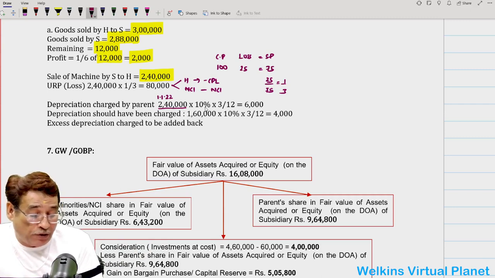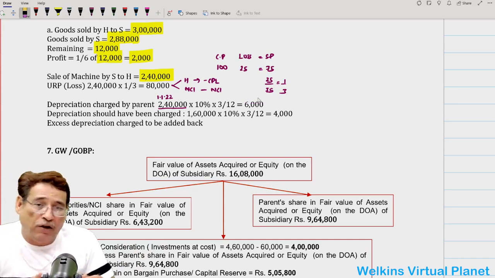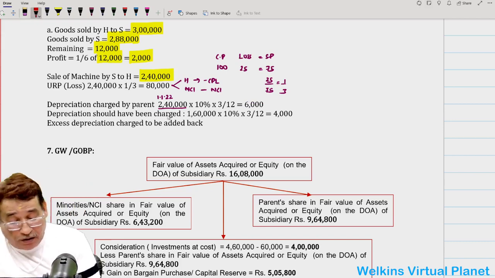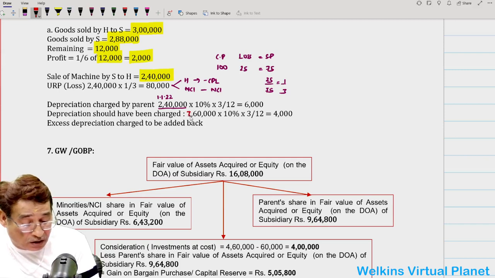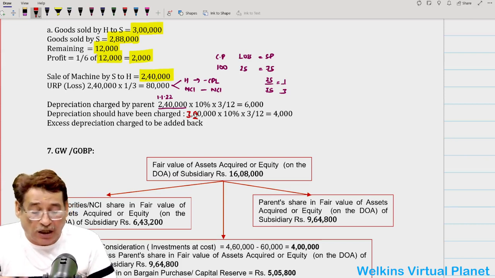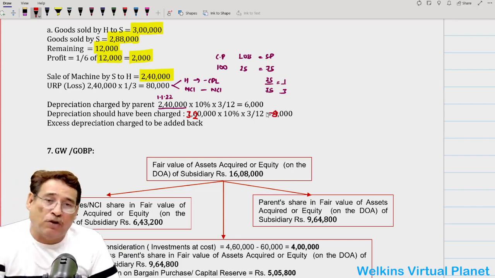So we may think actually that this is the cost for us. So 2,40,000 into 10% into 3/12, we must have charged a depreciation of 6,000 on it by the end of the accounting year. It is quite natural. However, we forgot that the cost of the machinery is 3,20,000 because we weren't aware of that. So now when the consolidation process will be done, we will come to know that actual cost of this machinery was actually 3,20,000. So we should have charged a depreciation at the rate of 10% of 3,20,000, that is 32 into 3/12, we should have charged a depreciation of 8,000.